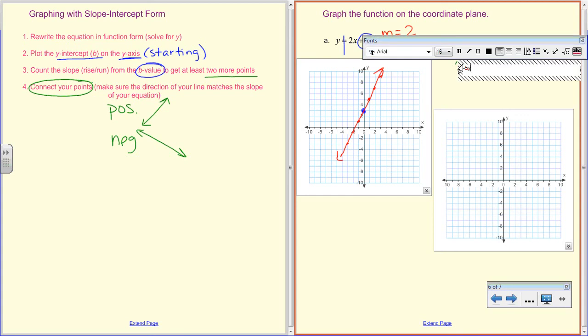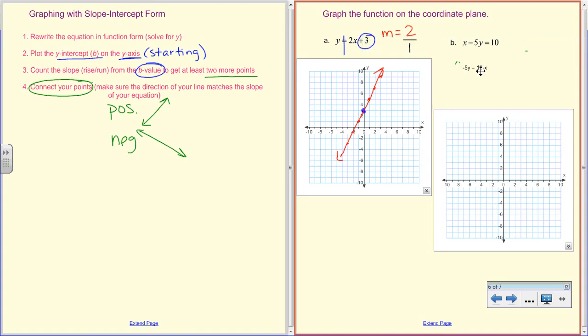So I'd have negative 5y is equal to, was it 10 minus x? Is that what I had there? All right. So I have 10 minus x. What are we going to do next here, guys? Divide by negative 5. Let's see if I can start writing now. So if I divide by negative 5, this cancels. I get y is equal to negative 2.